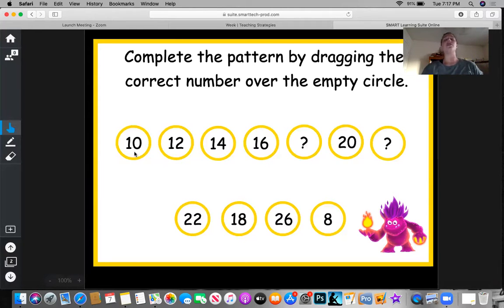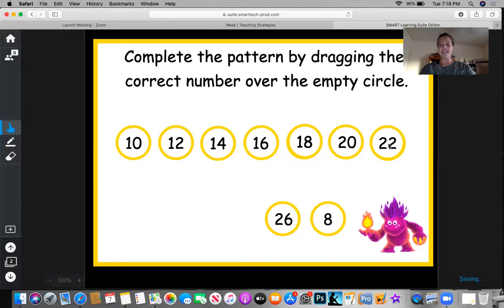We're counting by twos. Ready? 10. Oh, yeah, this one's starting at 10. 10, 12, 14, 16. Which one of these numbers comes next? 16, 18. There you go. So 10, 12, 14, 16, 18, 20, 22. Winner, winner, chicken dinner. Yeah, bears, you got it.